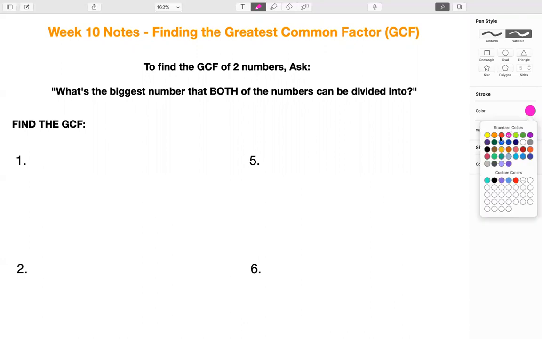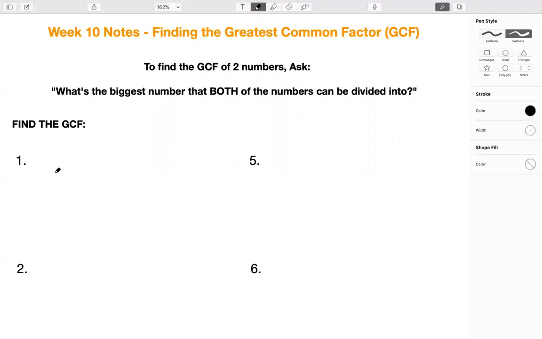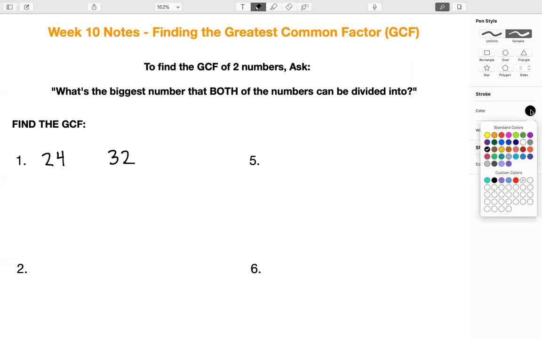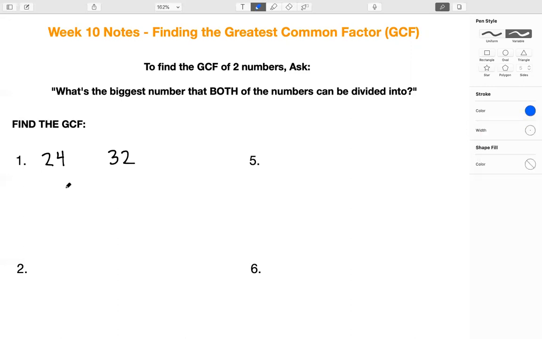We're going to do a few examples to show you, and I'll show you some things that may help you think about this a little bit. The first two numbers we're going to find the GCF of are 24 and 32. So write those down. And how are we going to think about this? First, take the smaller number and ask yourself, what are all the numbers I can multiply together to get 24?